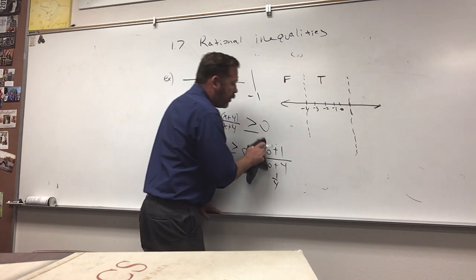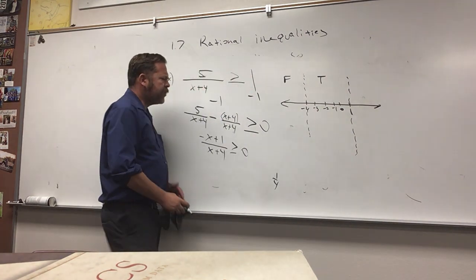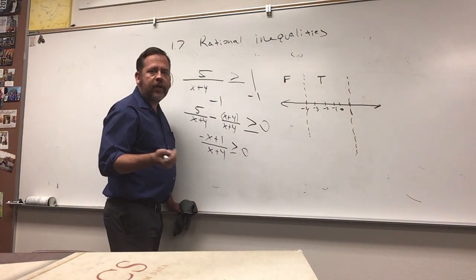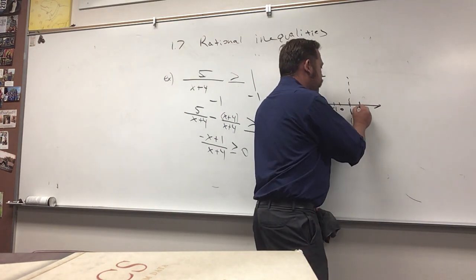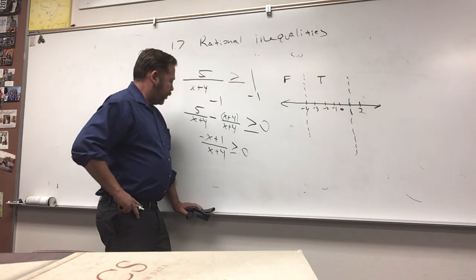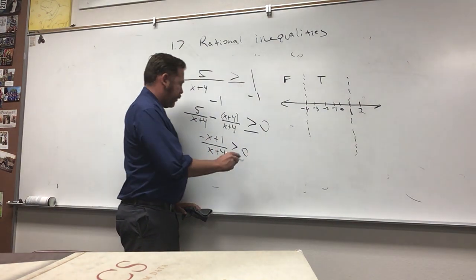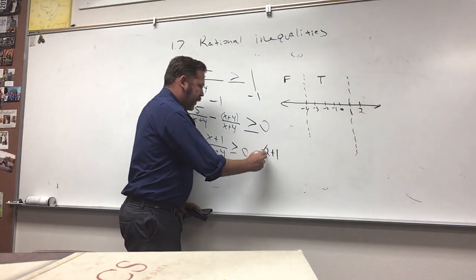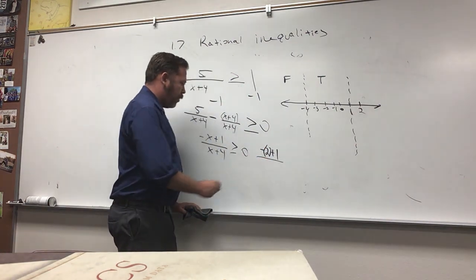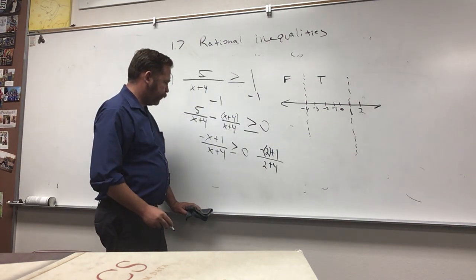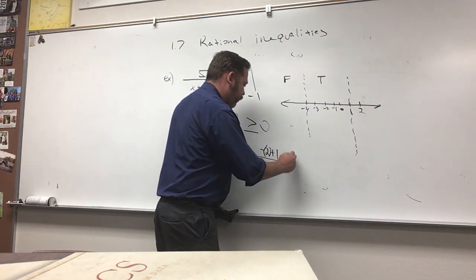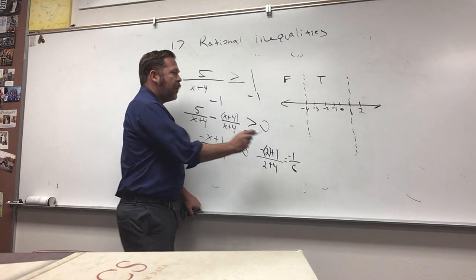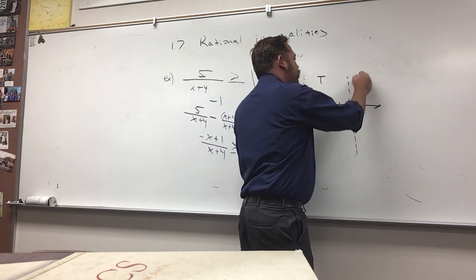Now we need to pick any number we want in the third region and see if it's true or false. I think, what do you think? Anything bigger than 1? How about 2? 2 seems like a nice, easy number. 2 is in this region. Let's plug it in and see. So I'll replace the x with 2, and because we have a negative, I get -2 plus 1 over 2 plus 4. -2 plus 1 equals -1 over 6. -1 over 6 is negative. It is not greater than or equal to 0. So this region is false.